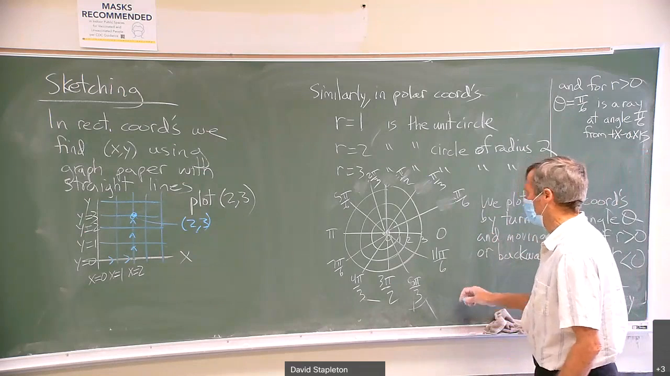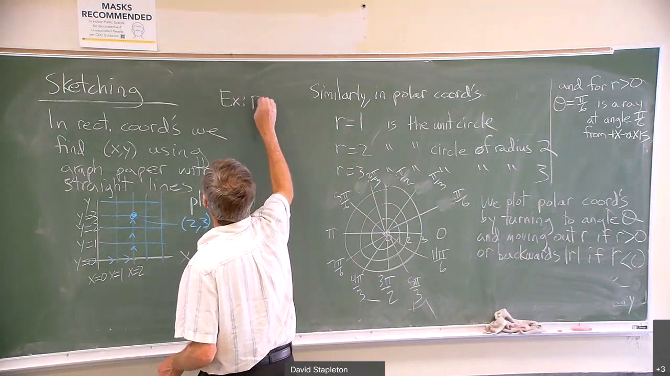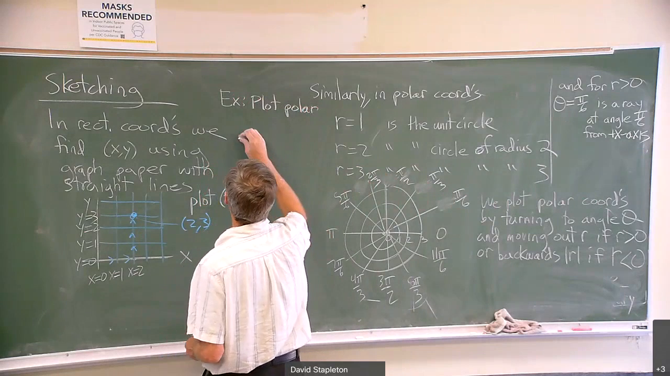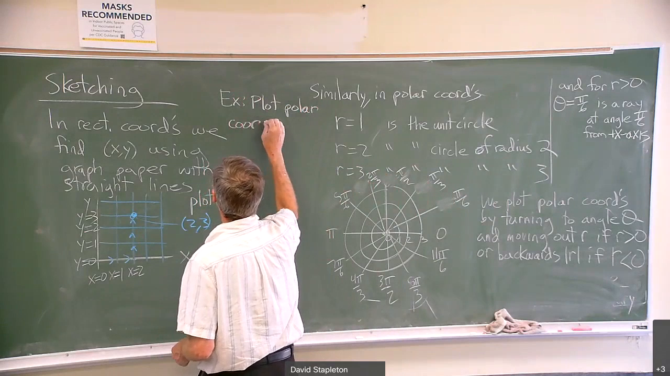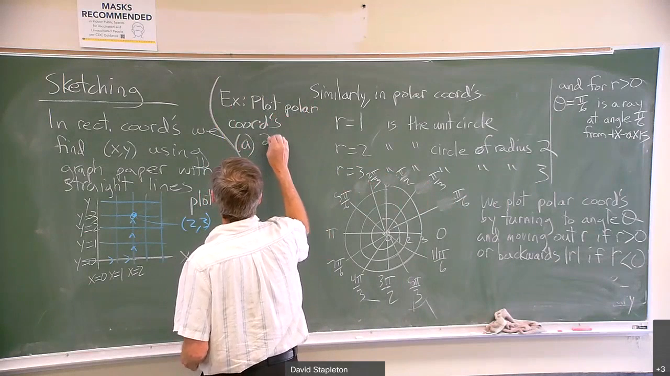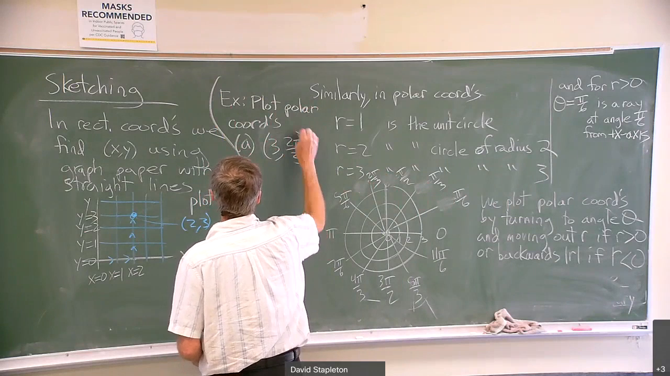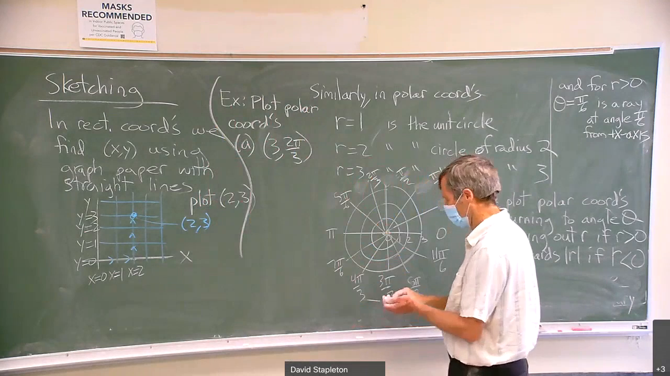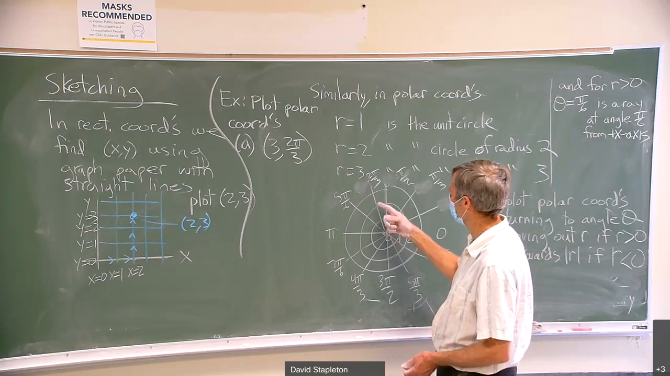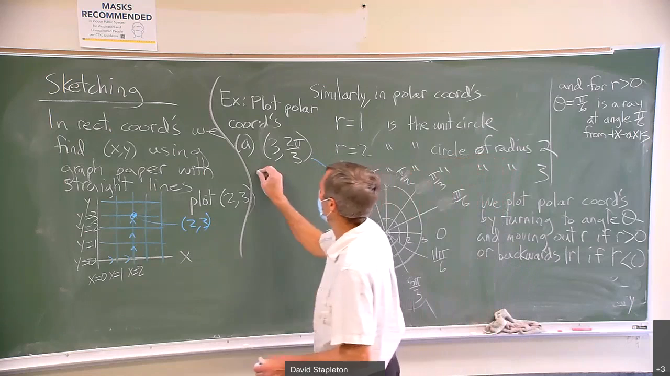So here, let's try this one. Plot the polar coordinates. I have to say what they are, otherwise it's a pair of numbers that could be either x, y, or r, theta. Plot the polar coordinates (3, 2 pi over 3). What do I have to do to that simple one? I do the angle first as usual. I turn to 2 pi over 3 this way, and I just march out 3 circles. 1, 2, 3. So here it is, right there. It's that one.